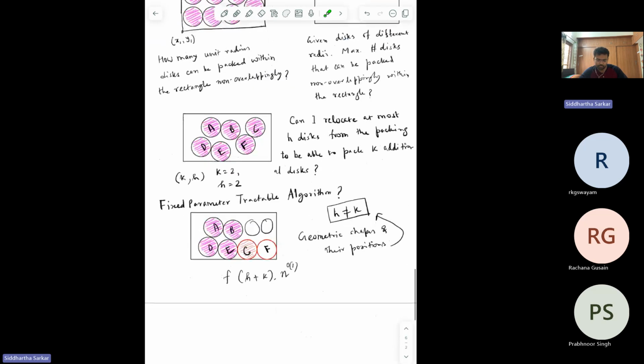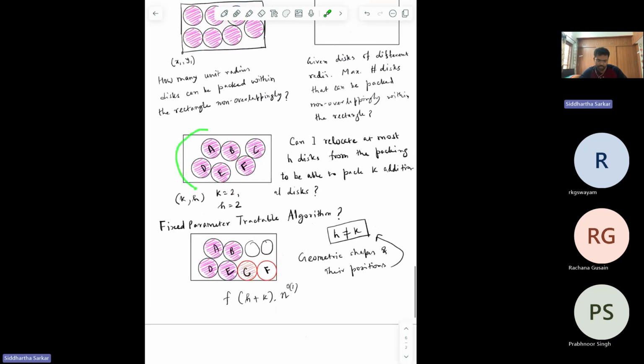So this problem, you want to get from here to here, and you want to do it in this kind of time. N is the dimension of the rectangle. Then what approaches might one think of? I'll give you a minute or two to give it a thought, and we'll discuss.